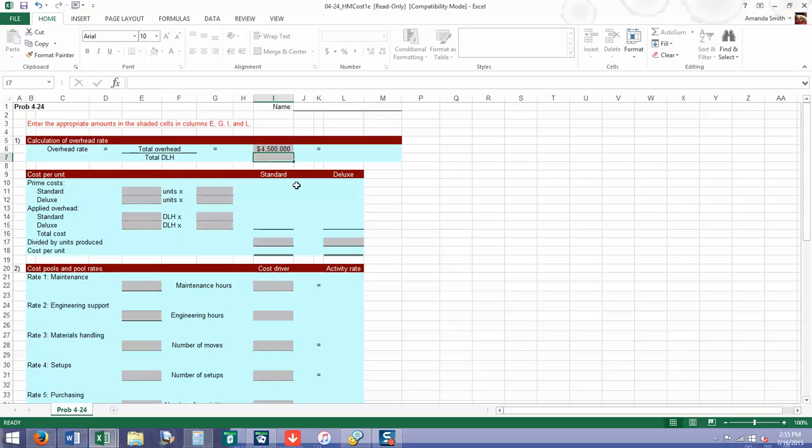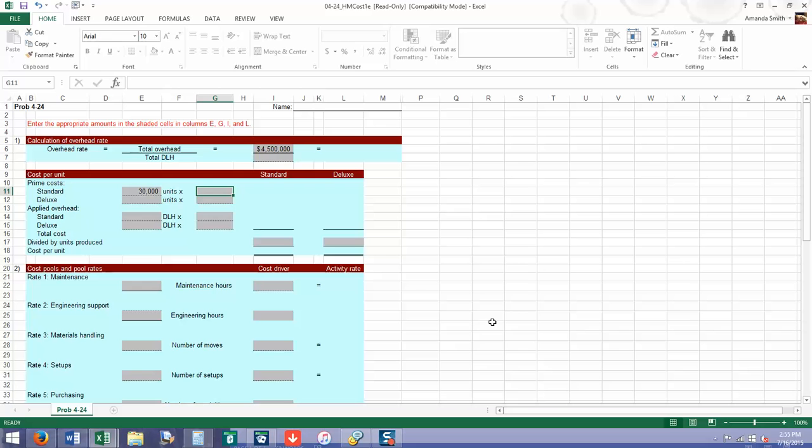The next part for problem 1 is the number of units. If you look in the textbook, it tells you the standard model expected quantity of units is 30,000. So that's what you're going to enter here. Then you're going to do the same thing with the deluxe model. You're going to multiply these two amounts by the costs, by the prime costs.